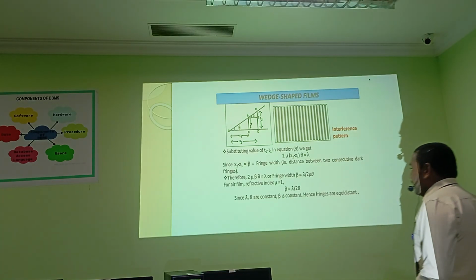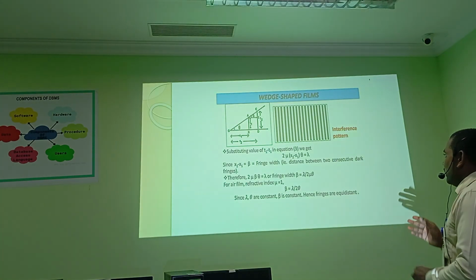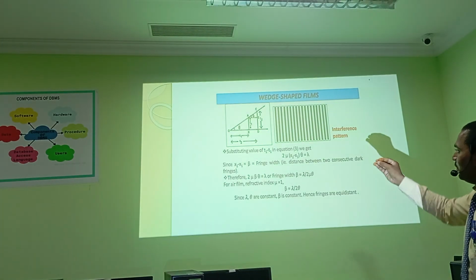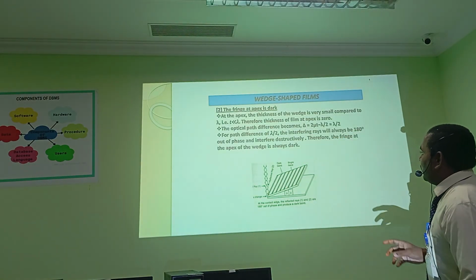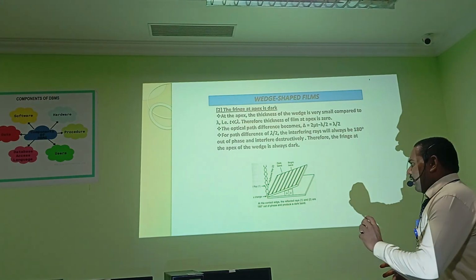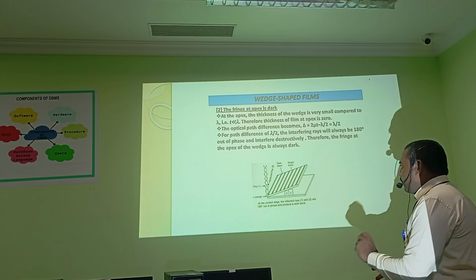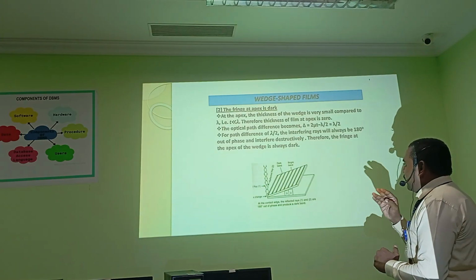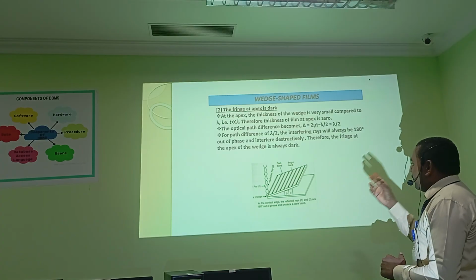So since lambda and theta are constant, beta is also constant. The fringe width is fixed, which helps to find the thickness. It is explained that at the apex the fringe is dark, because of superposition or coherence of light passing through one point. The minimum position is called darkness and the maximum position is called brightness.